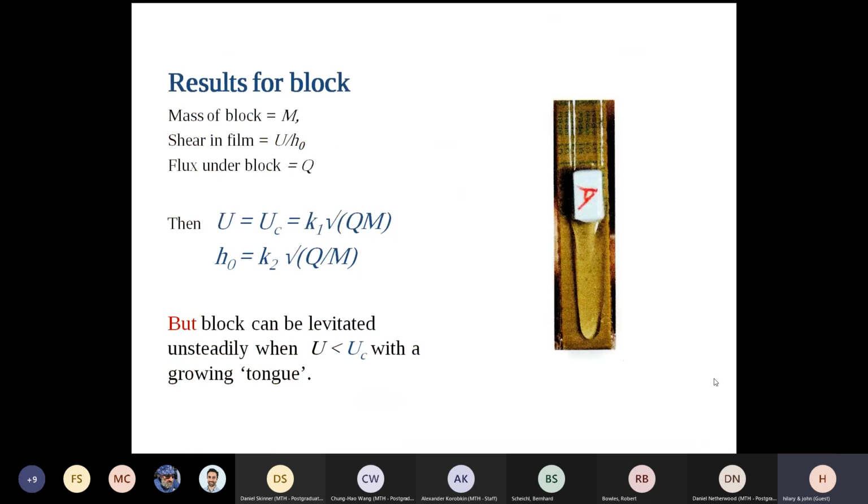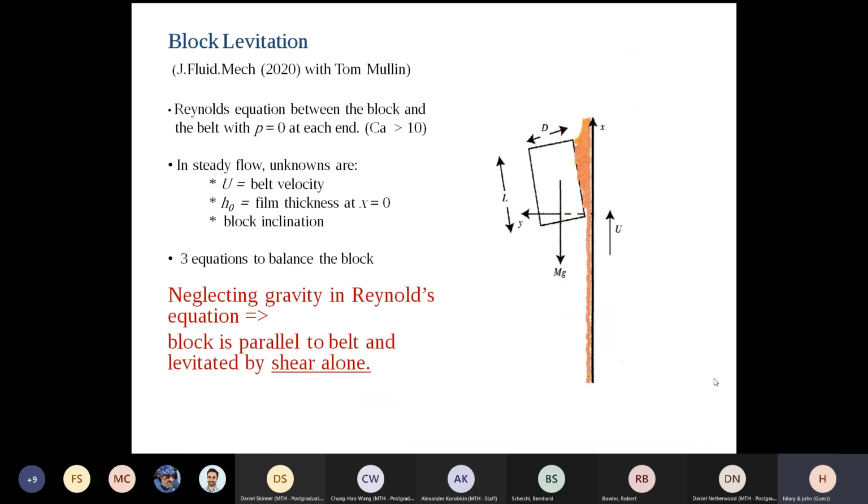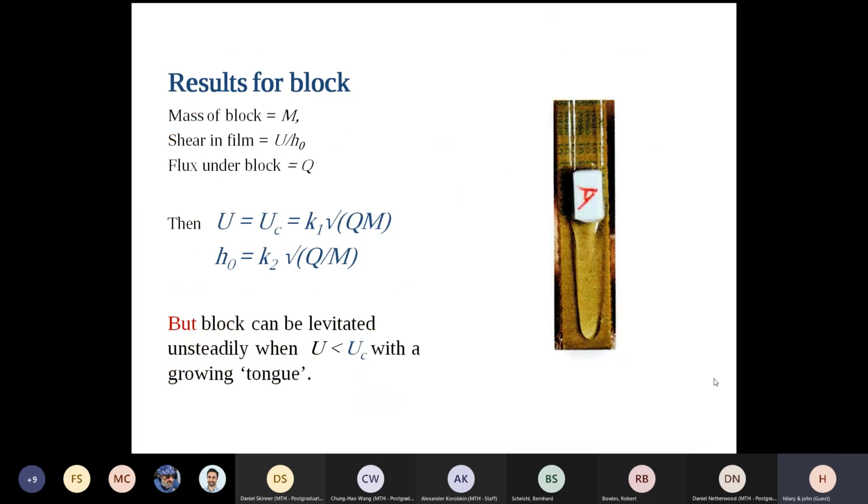And the key result from the practical point of view, yes, is the next slide, is that the velocity of the belt is the square root of the flux times the mass of the cylinder, and the separation of the belt is Q over M. So you can see that the velocity is proportional to the mass. And in principle, for any given mass of block, you use that formula to find the velocity, and if you have the belt going at that velocity, and only at that velocity, will the block stay stationary and be levitated.